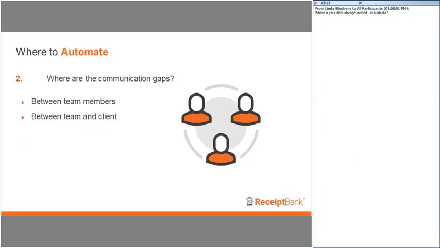Number two is then to start to think about where are the communication gaps. So within these processes, where do things fall down a little bit? So it may be in the exchange of information between team members. It may be exchange of information between your team and the client. It may even be exchange of information between the processes or the tools that you use themselves. But wherever those processes are falling down and wherever there's gaps are often really good places to look for automation.